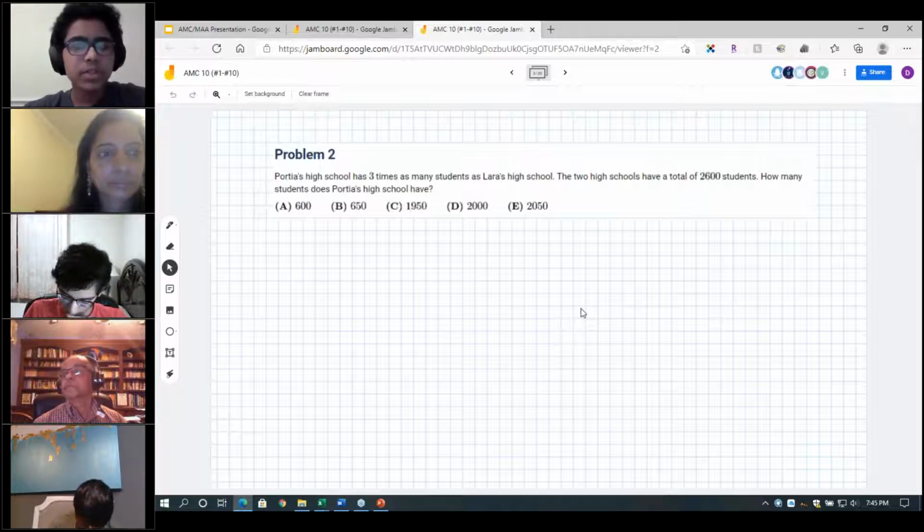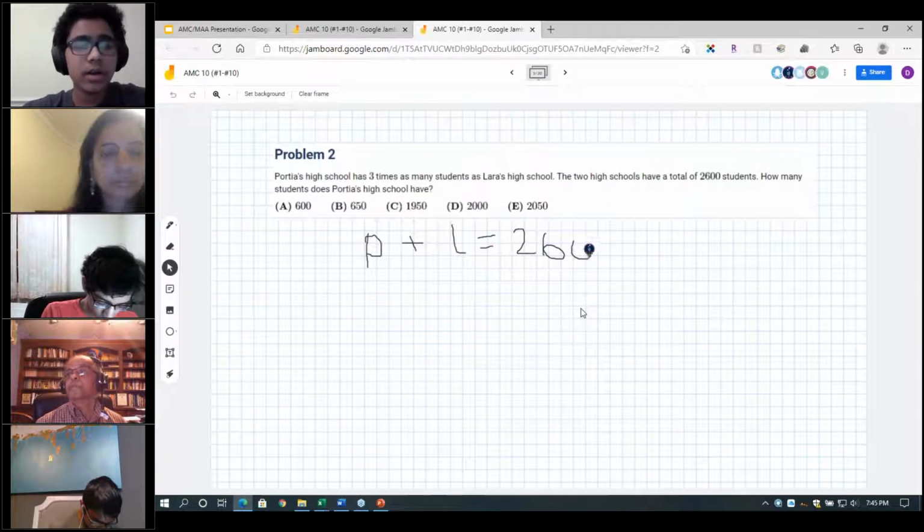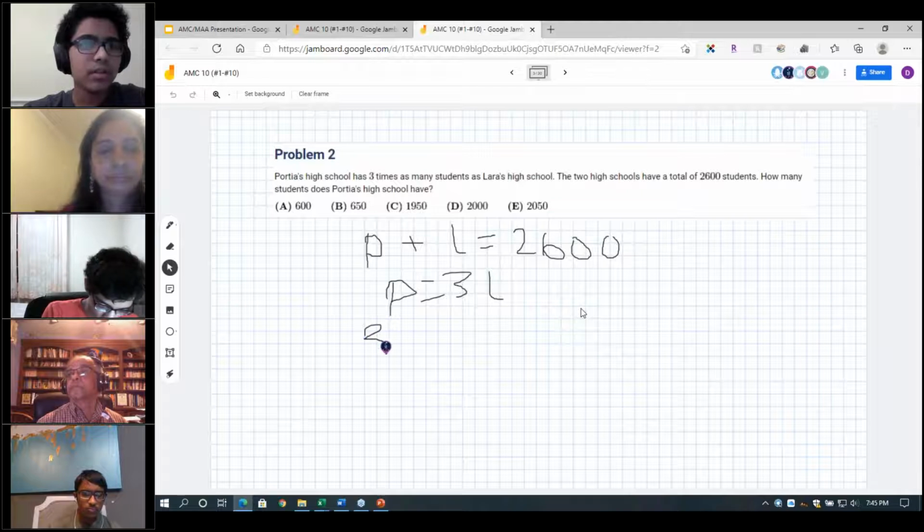For this problem, we can let the number of students in Portia's high school be P, and the number of students in Lara's high school be L. We know the total number of students is 2,600, so P plus L is equal to 2,600. Since Portia's high school has 3 times the number of students in Lara's, we also get that P equals 3L. We can substitute this equation into the first. So we get 3L plus L equals 2,600.